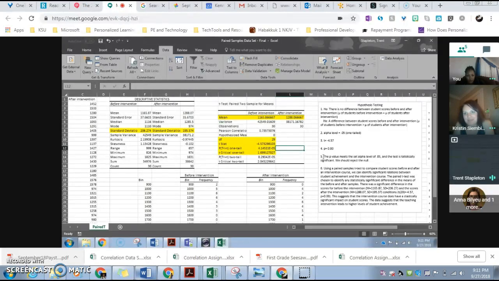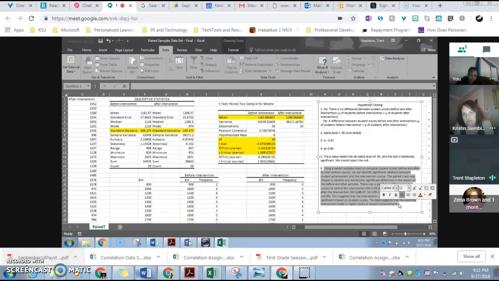And then you follow the same thing for number 5. You compare the p-value to your alpha level. And then the write-up is essentially the same thing as the previous one as well.